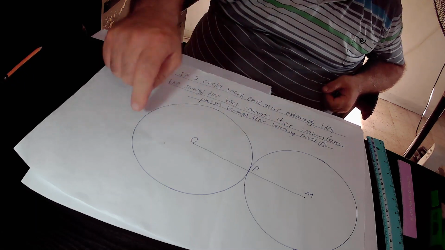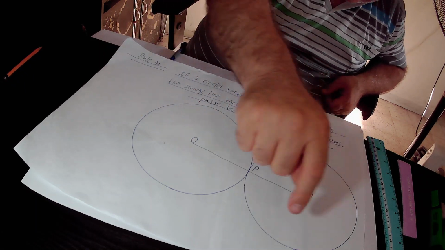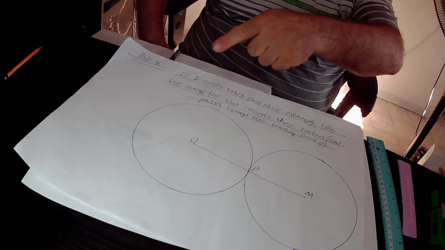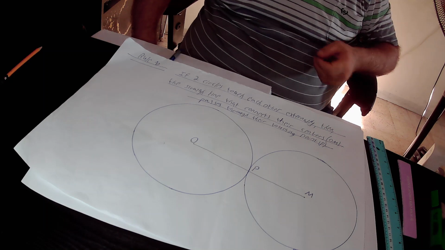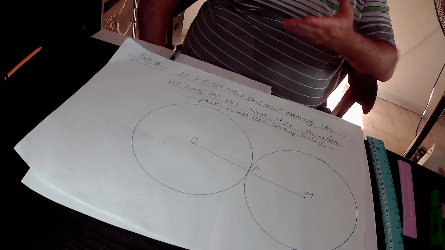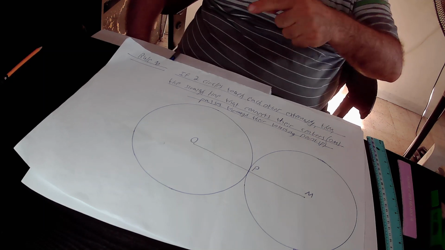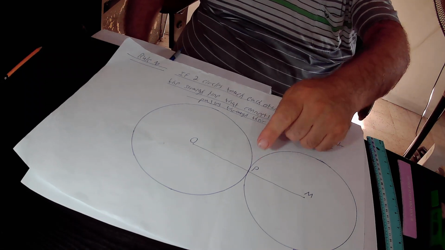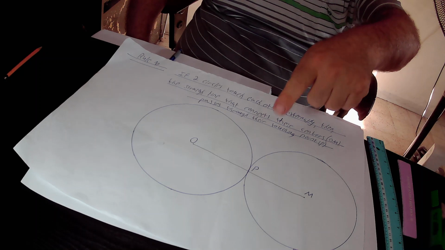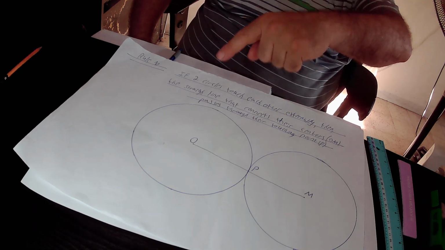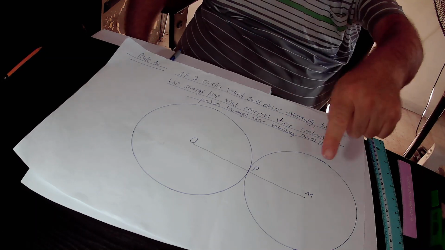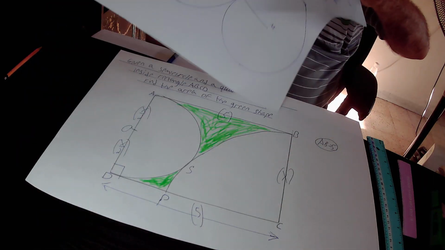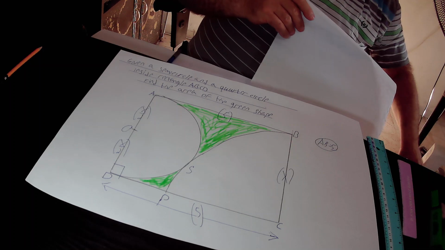The center of this circle is at point O. The center of this circle is at point M. And the straight line that connects their centers together is of course the straight line OM. And according to this rule 10, the straight line OM must pass through their touching point, that is point P. Or OPM is one straight line. Again, OPM is one straight line according to this rule 10. So we can actually implement rule 10 in our drawing.